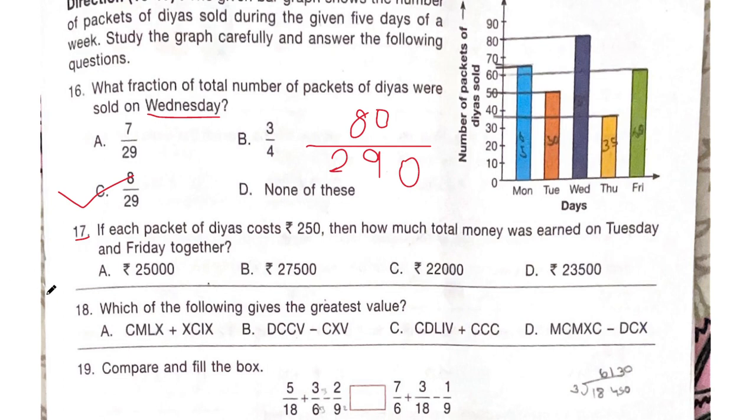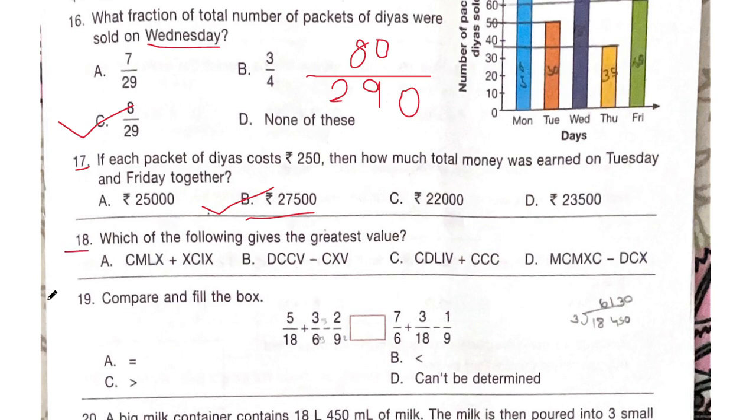Question 17: if each packet of diya costs 250 rupees, then how much total money was earned on Tuesday and Friday together? On Tuesday 50 diyas were sold. On Friday 60 diyas were sold. So 50 plus 60, that is 110. Each packet costs 250 rupees, so 110 multiplied by 250 will give us the total amount, that is 27,500, option B.